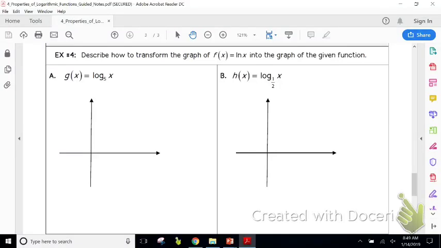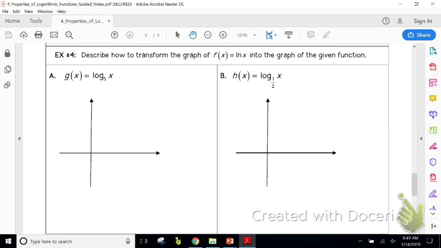Example 4 says describe how to transform the graph of f of x equals ln of x into the graph of the given function. Now be careful, notice it's the natural log of x, and this one, if you look at a, is log base 5 of x, right? So I'm going to have to do a change of base first, and then we're going to work on our transformation.